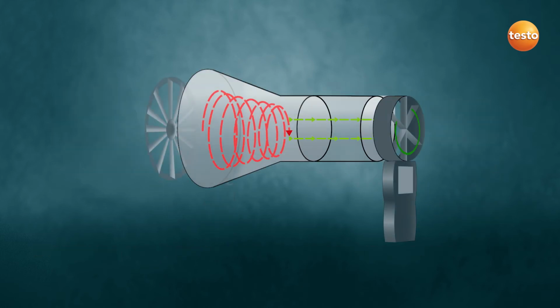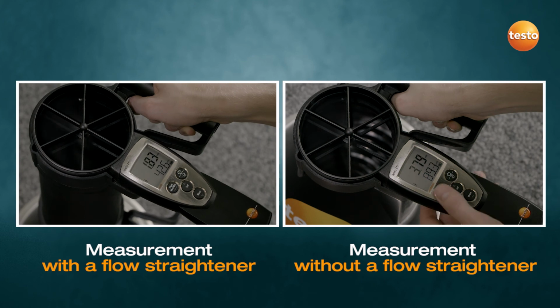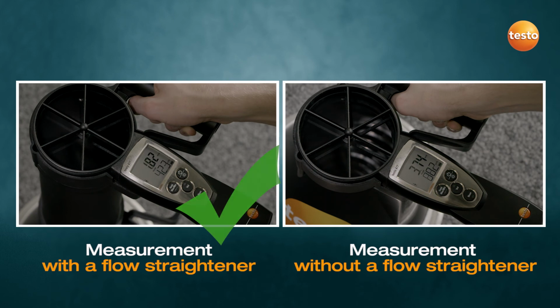What does the flow straightener do now? With the patented testovent 417 flow straightener, any rotational movement of the air is first calmed and changed to a straight flow direction. This directed airflow is then reliably recorded with the vane. That way, the most accurate measurement results are achieved quickly and easily.